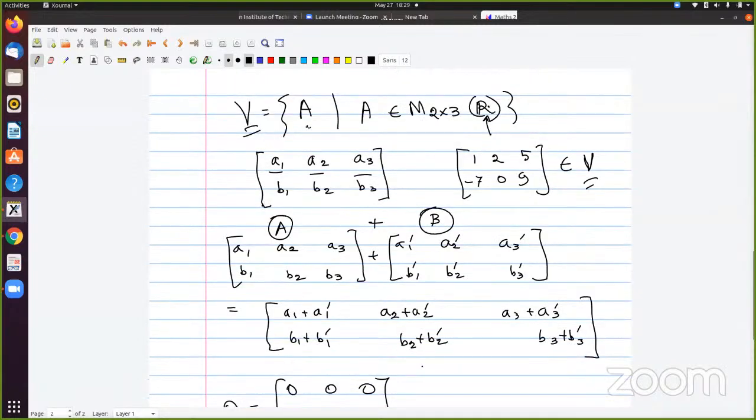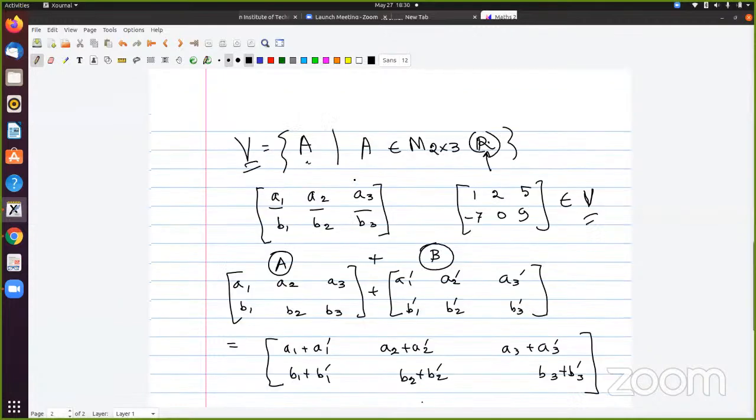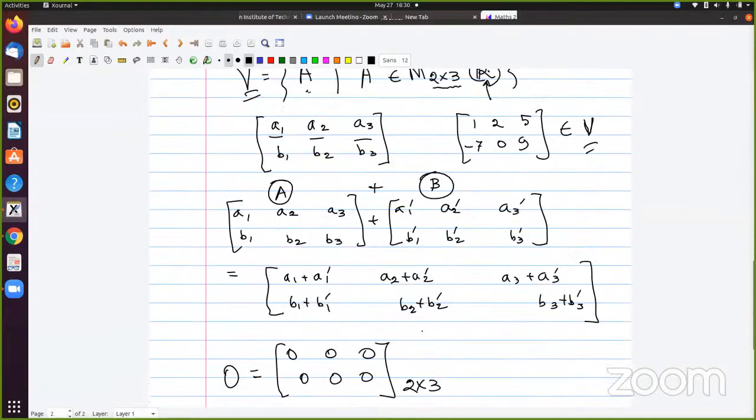Scalar multiplication, I am not explaining. I hope you know what is scalar multiplication. If you take C into this, C will come at each position, right? So this M denotes that we are talking about matrix. This M is basically for the matrix. This is rows and column, and this is from where we are taking the elements. So this is a vector space. This part is clear, right?